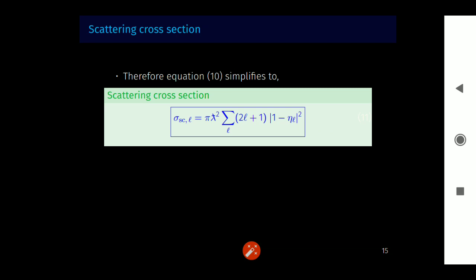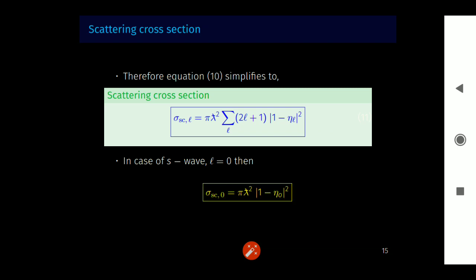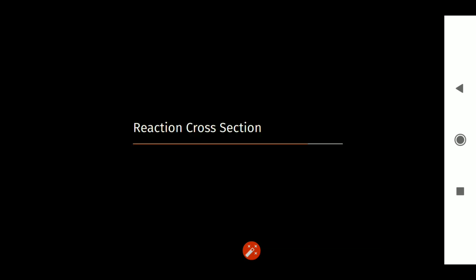When the incident energy is very low, then only S wave is important. So for S wave, L equals 0, then the cross section for S wave will become sigma scattered 0 equals pi lambda bar square times modulus square of 1 minus eta naught. That's the expression for scattering cross section for all partial waves and also for one particular partial wave.